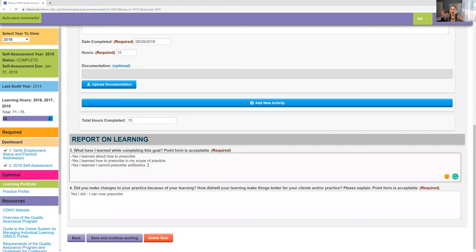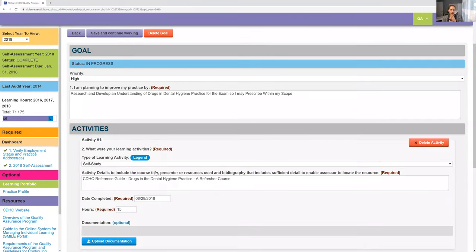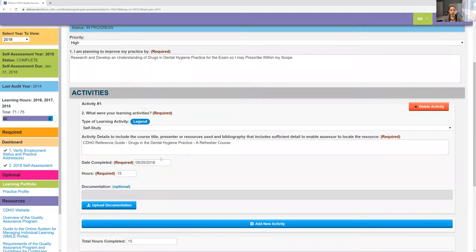It's not very concise. It's not very specific. You need to go above and beyond and say things like, let's say you learned about the different types of antibiotics and the common allergies. Write that down. In fact, you guys, do I have my iPad with me? No, I don't. On my iPad, I do have the CDHO reference guide, drugs in the dental hygiene practice. Reread that, okay? Reread that. Yes, I said reread that.